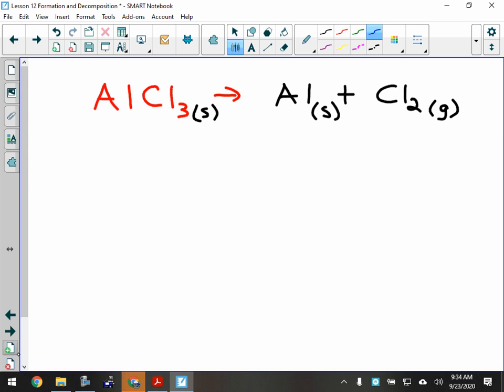Balancing, let's see. Where would I want to start? Probably here, yes. Aluminum's good, but chlorine's not. So we'll do the old switcheroo thing, or lowest common multiple. So I'm going to put a 2 here to get 6 chlorines, and I'm going to put a 3 here to get 6 chlorines, yes? So I'd probably start there with the chlorines. And then how many aluminums do I have? 2. So let's put a 2 there. Okay? Good? All right.